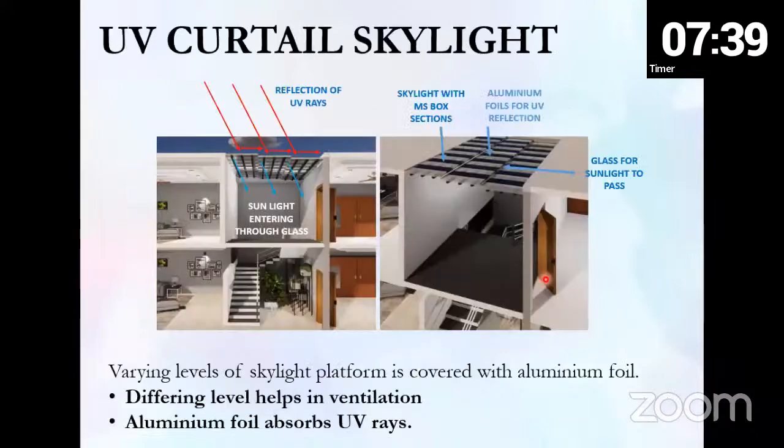Next comes the UV curtain skylight. By this concept we are getting 3 things: one is air and ventilation, second is light, and the third is reducing harmful UV rays. As we have skylights at variable levels, as you can see here, there is a gap between the layers, which allows the hot air to get out of the house. Then we have aluminum foils or strips that absorb the UV radiation, and the clear skylight in between gives light inside the house.